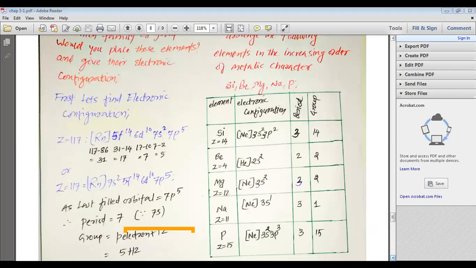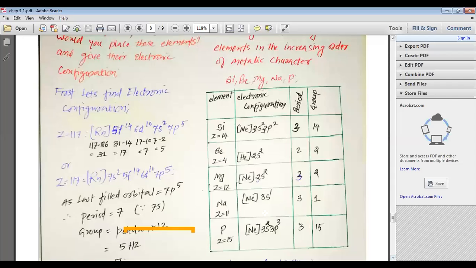For phosphorus, the electronic configuration is neon 3s2 3p3. For the s orbital we have 3s, so the period number is 3, and for the p orbital we have 3p3, so 3 plus 12, that is 15. That is why the group number is going to be 15.